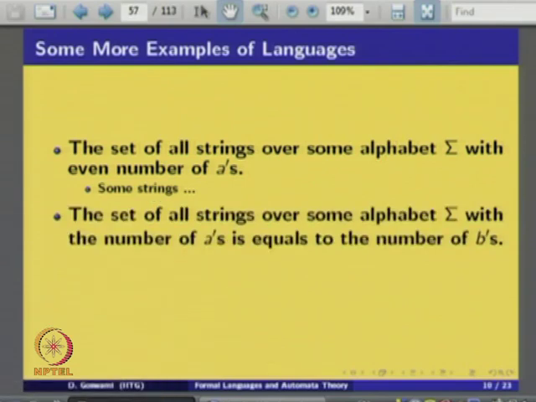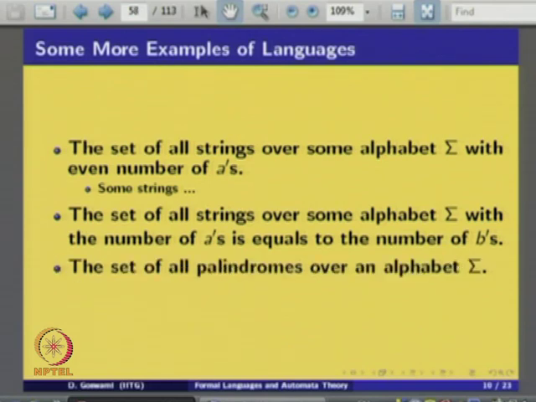Similarly, the set of all strings over some alphabet sigma, say containing A and B, with the number of A's equal to the number of B's is also an example of a language, and you can find out many strings which are in the language and which are not in the language. Consider the set of all palindromes over an alphabet sigma. This is also an example of a language. Palindrome means all those words or strings which read the same from left and right.